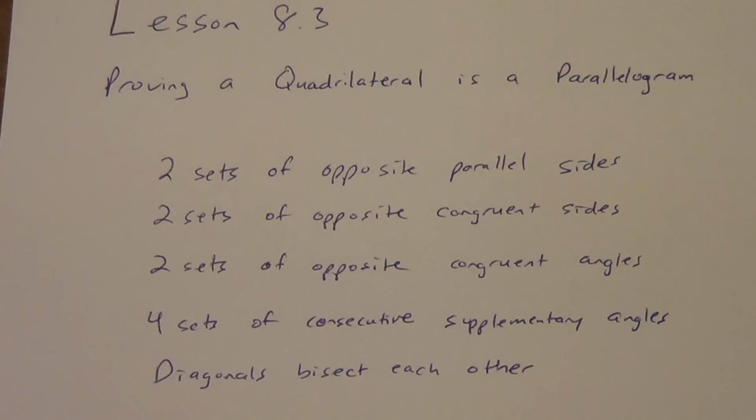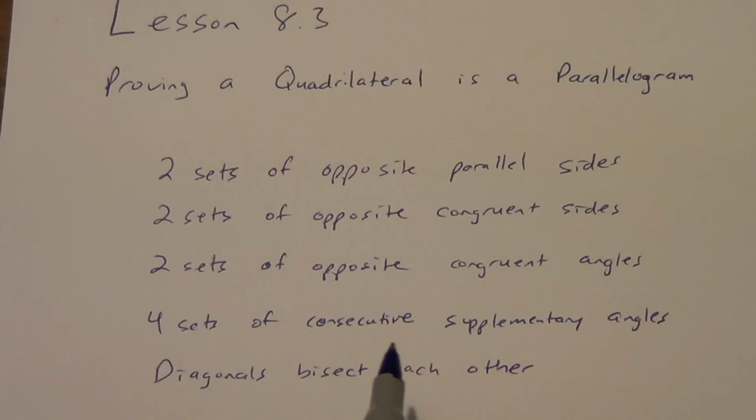Today's lesson is basically the converse of a lot of those things. We haven't talked about converses in a while. Remember, a converse is where we switch the order. So instead of saying something like, if a quadrilateral is a parallelogram, then it has two sets of opposite congruent angle or sides. Okay, we're going to switch it around. We're going to say if a quadrilateral has two sets of opposite congruent sides, then it must be a parallelogram. All right, so that's basically what we're going to do.